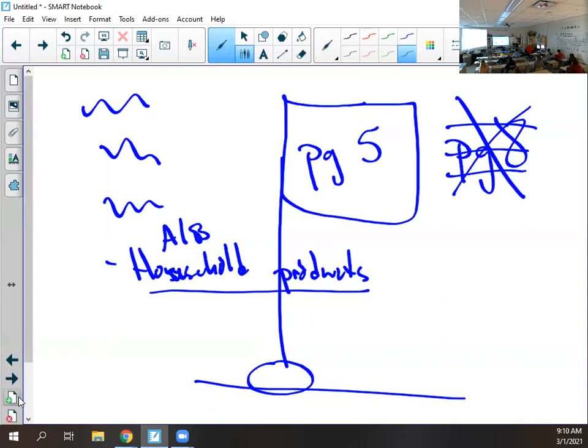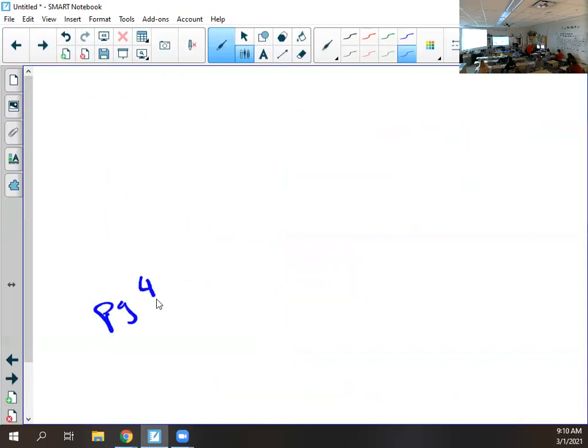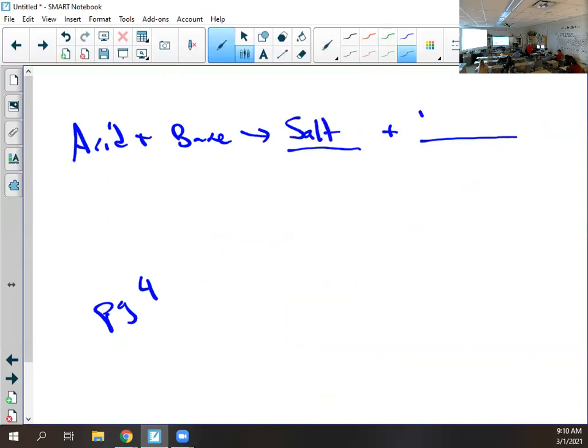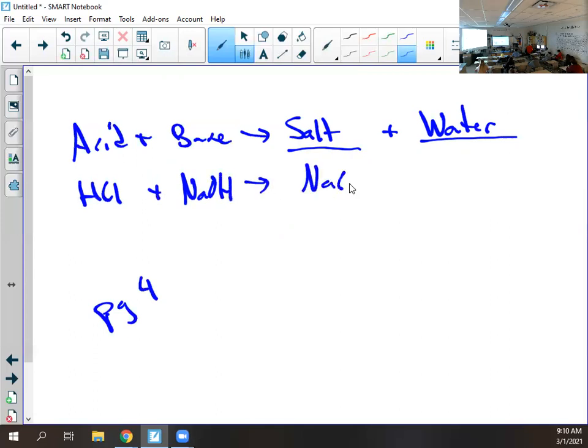Page 4. Acid plus base, and then there's 2 blanks, right? Is that on page 4? All right, it goes to salt and water. And then you just write the formulas.